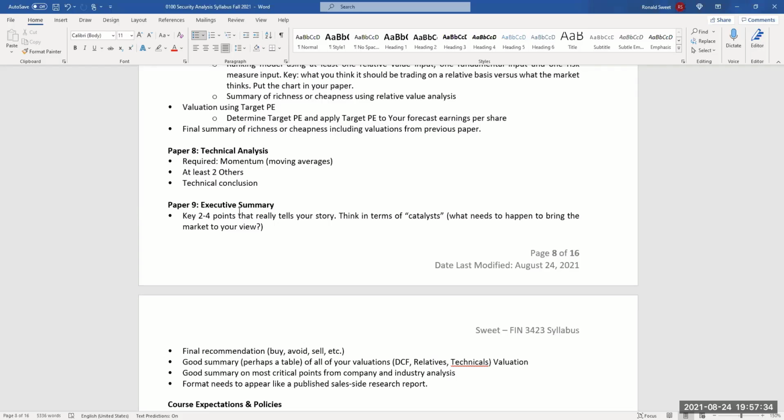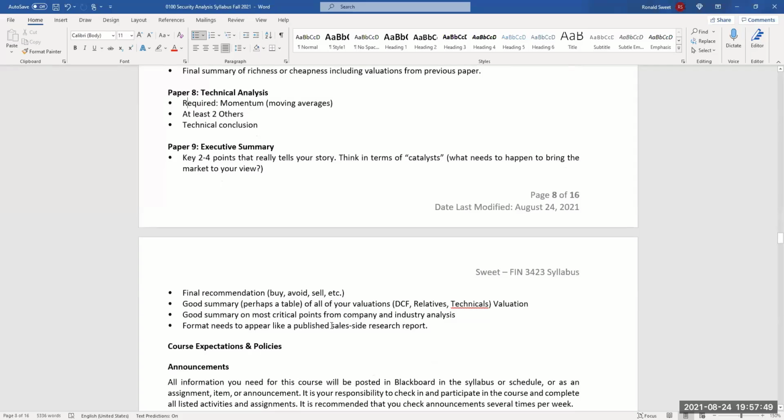And then paper 9 is the executive summary. The key on the executive summary is to get everything on one page and then make it look as professional as you can. And I'll give you some examples. You want this to look as much as possible like a sell-side research report.